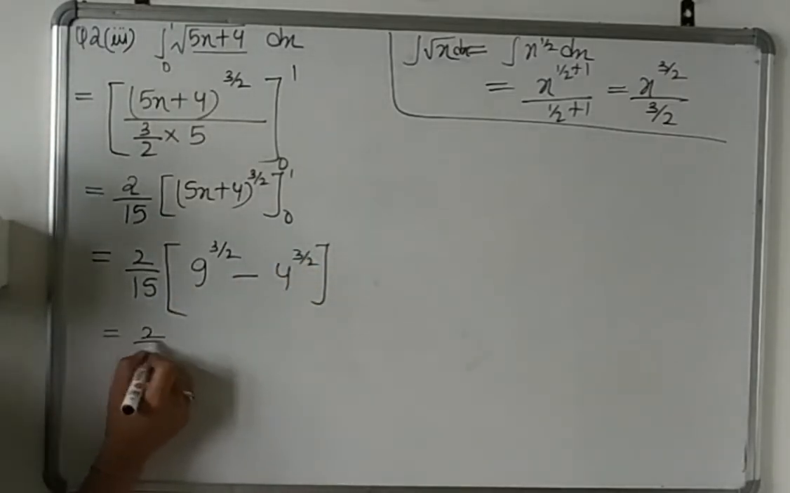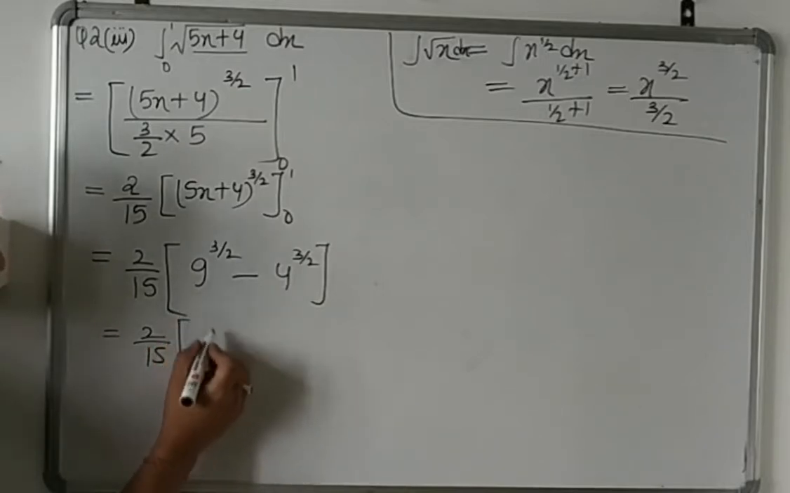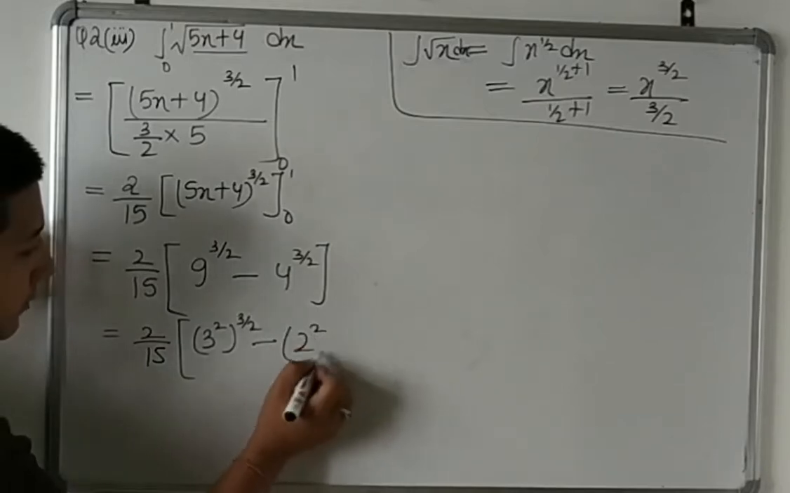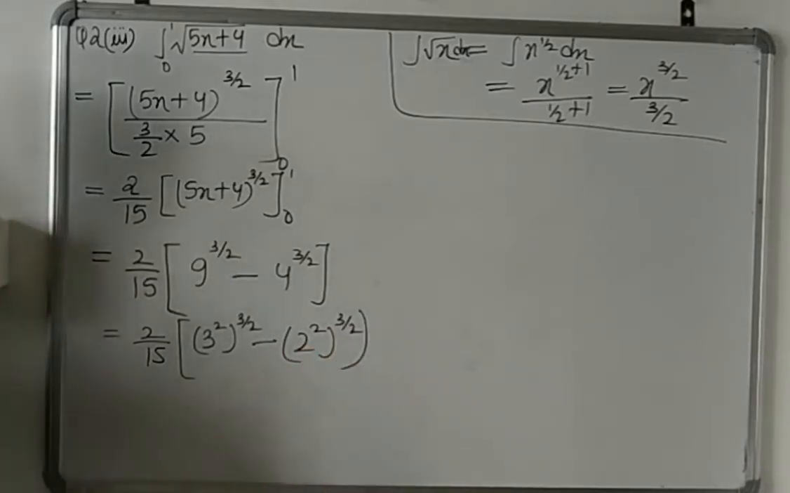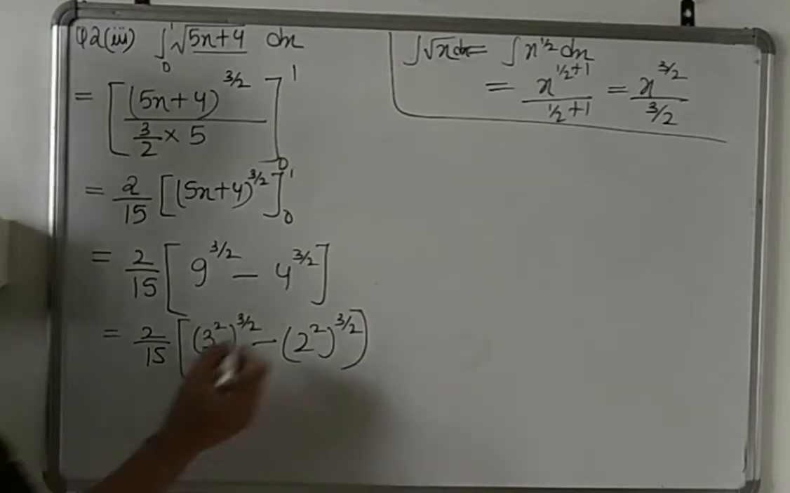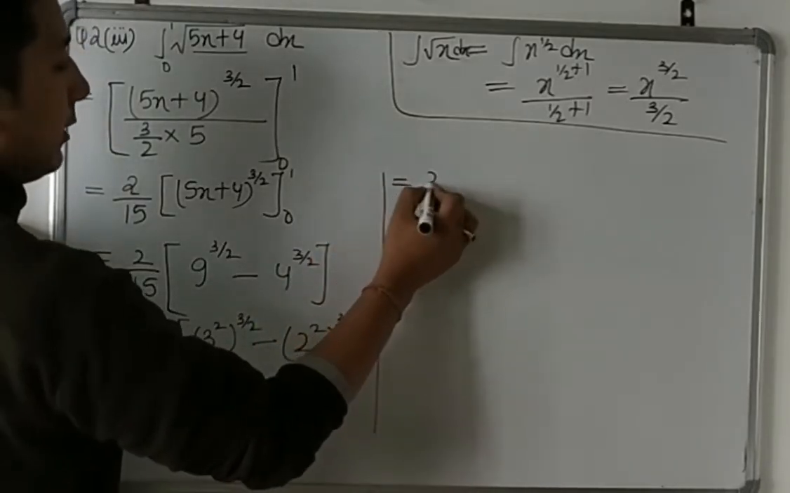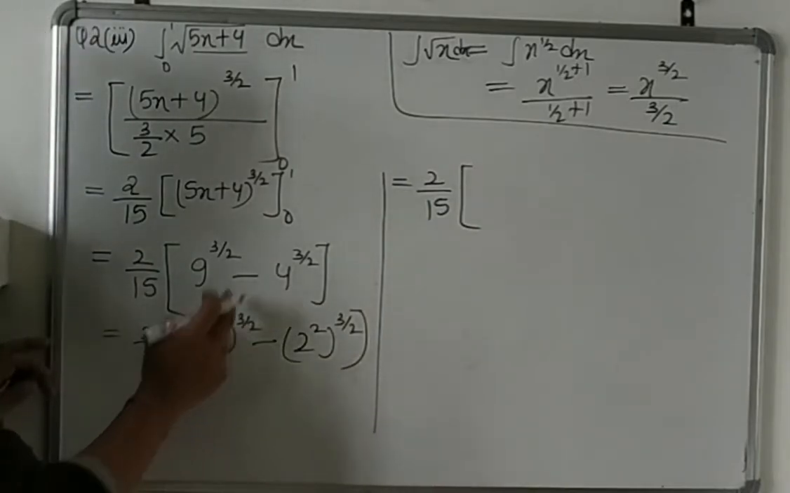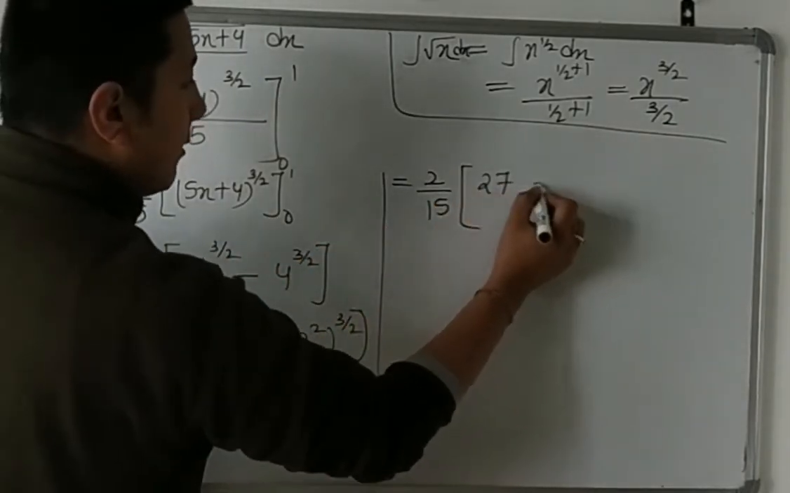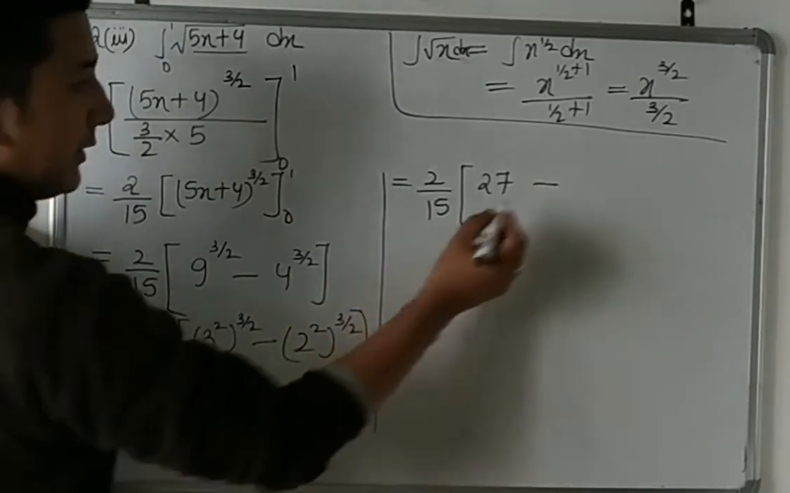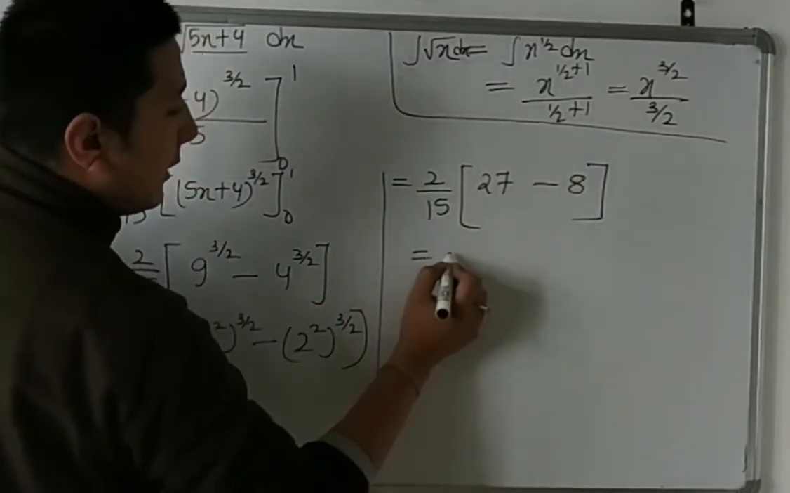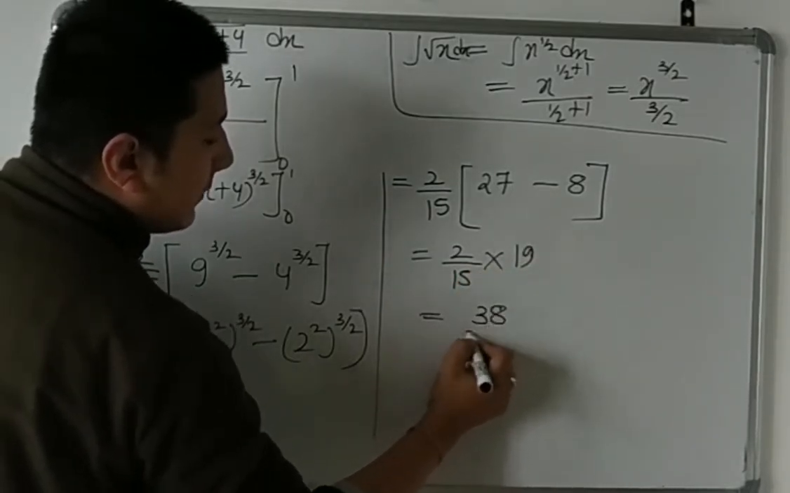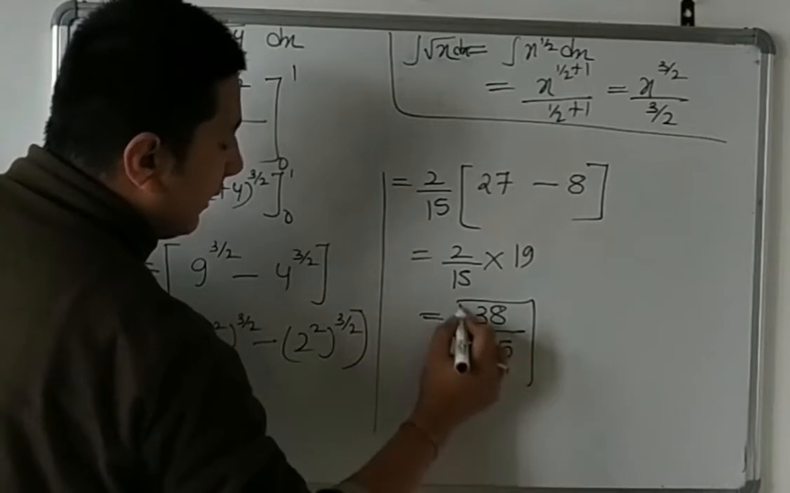So this is 2 by 15. See, 9 is 3 square to the power 3 by 2, and 4 is 2 square to the power 3 by 2. 2 gets cancelled out, 2 gets cancelled out. So therefore remaining thing out here will be 2 by 15, 3 to the power 3, 27, minus 2 to the power 3 is 8. 27 minus 8 is 19. 19 into 2 is 38. So the final answer will be 38 by 15.